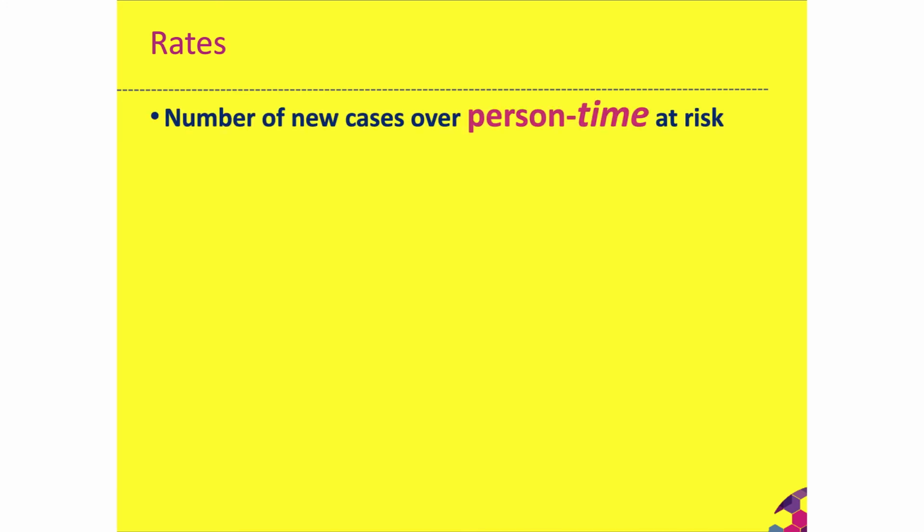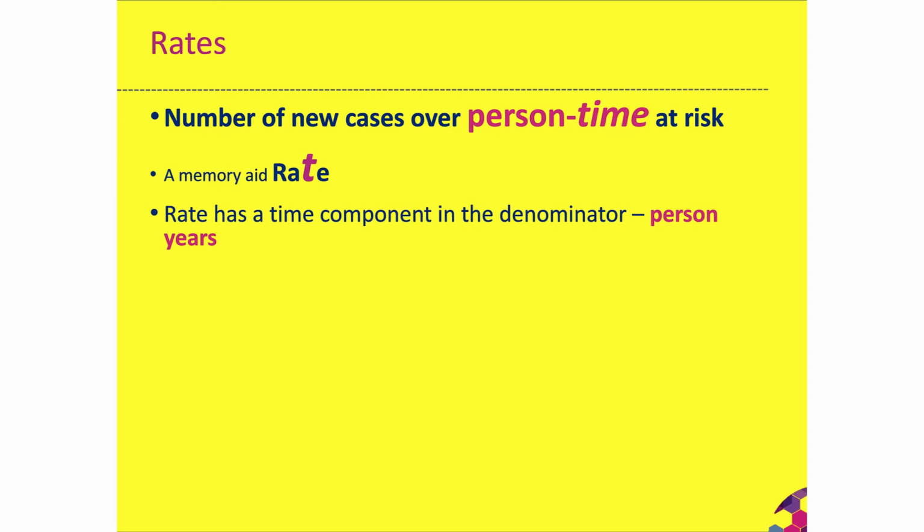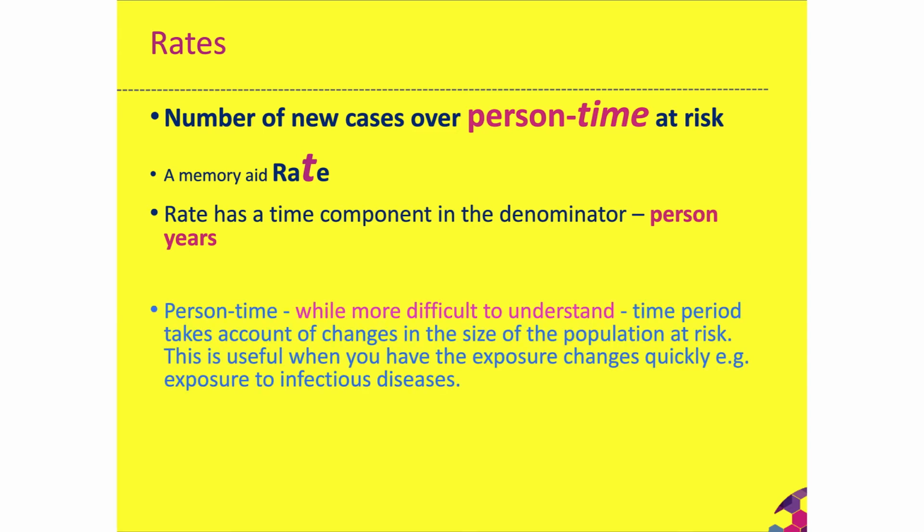Now let's move on to rates. That's, as we said before, the number of new cases over person time at risk. And you can think of rate and memory aid is with that T. That T is about person time. Rate has a time component in the denominator, as we've said before, but person time, while more difficult to understand intuitively, takes account of changes in the size of the population at risk, and therefore it's very useful when exposures change quickly.